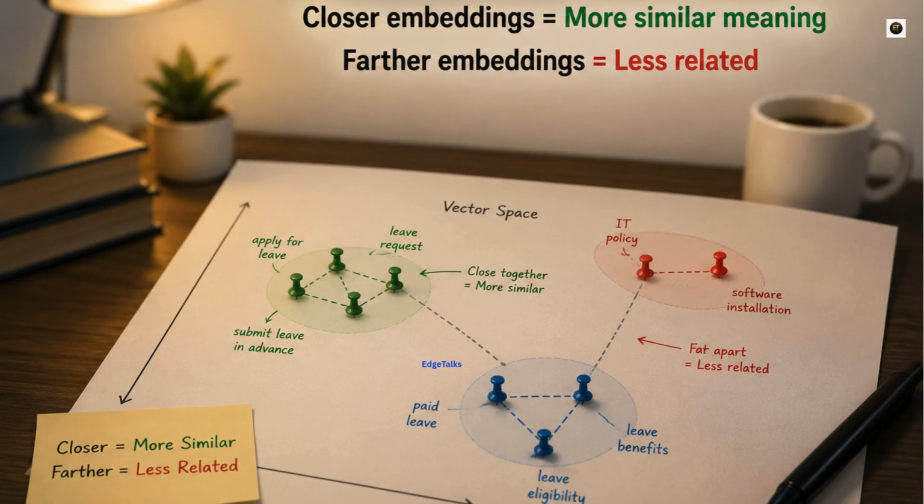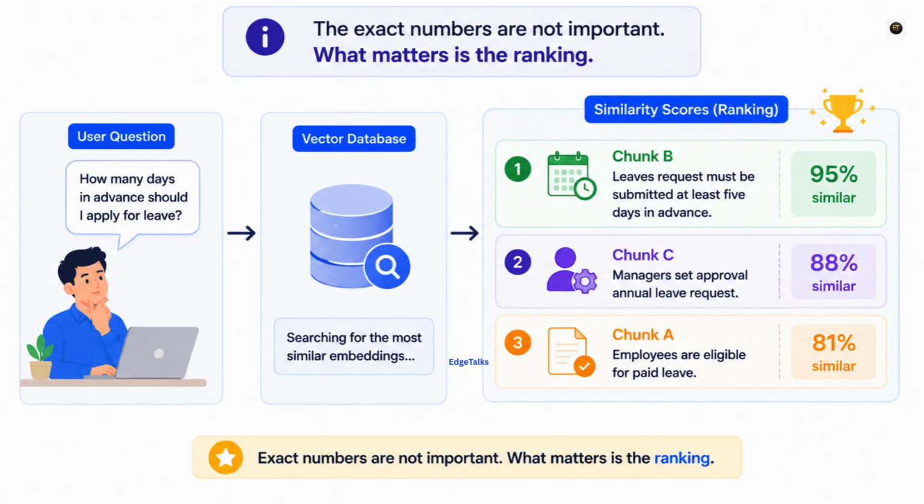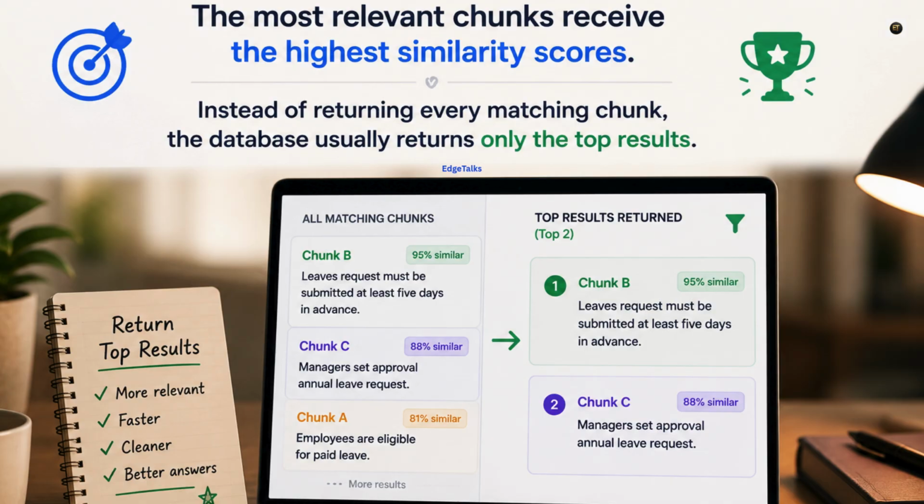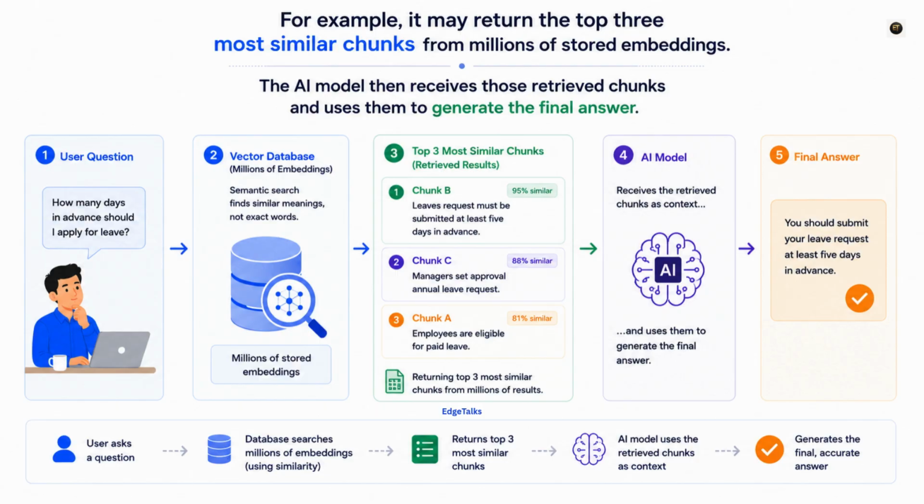The database may now assign similarity scores such as chunk B is 95% similar, chunk C is 88% similar, chunk A is 81% similar. The exact numbers are not important. What matters is that ranking. So the most relevant chunks receive the highest similarity scores. Instead of returning every matching chunk, the database usually returns only the top results. For example, it may return the top 3 most similar chunks from millions of stored embeddings.